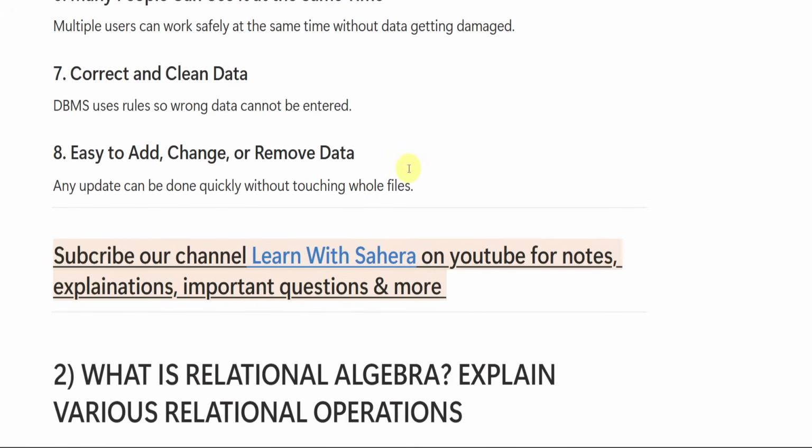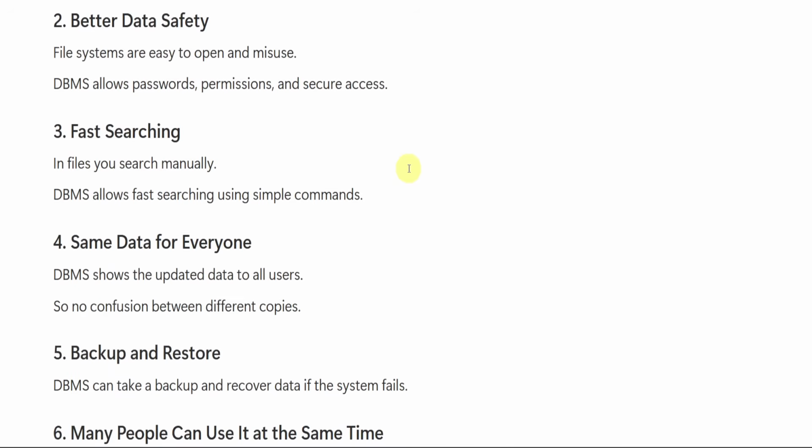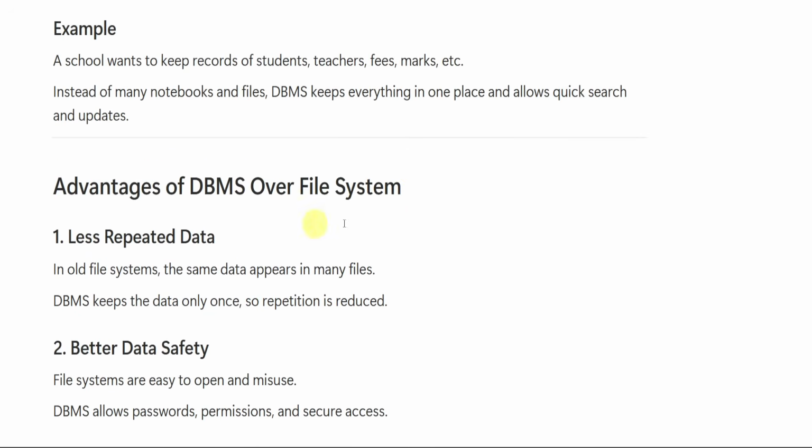Easy to add, change or delete the data. In DBMS, editing data is very simple. Like if we want to change a student's phone number, it will take only a few seconds to change it, and it will get updated everywhere the student's number is present. So these were the advantages of DBMS over file system.